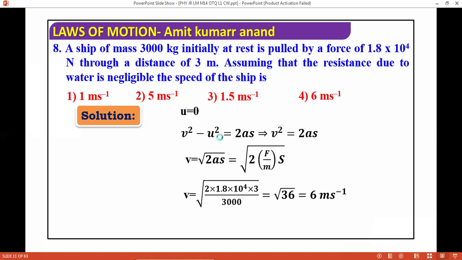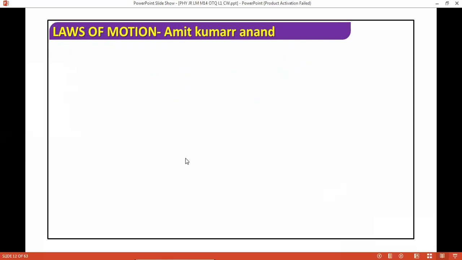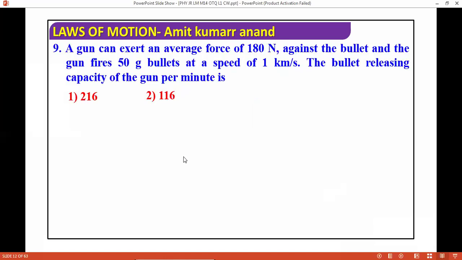Next question. A gun can exert an average force of this Newton against the bullet, and the gun fires 50 grams of bullets at a speed of 1 kilometer per second. So the bullet releasing capacity. Basically, the question is asking N, the number of bullets.